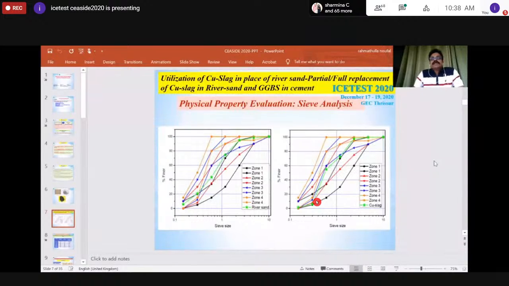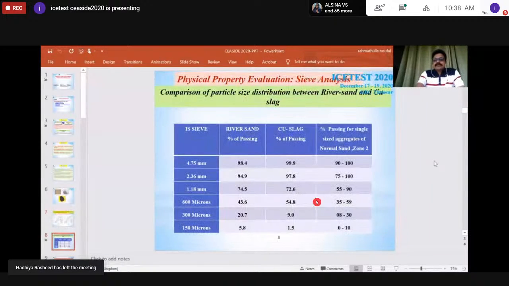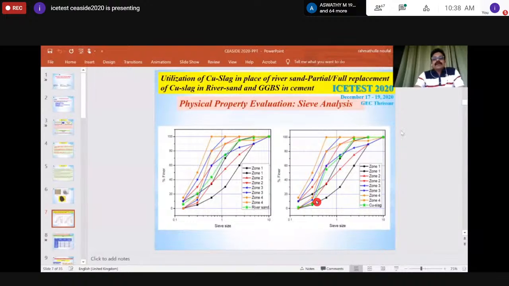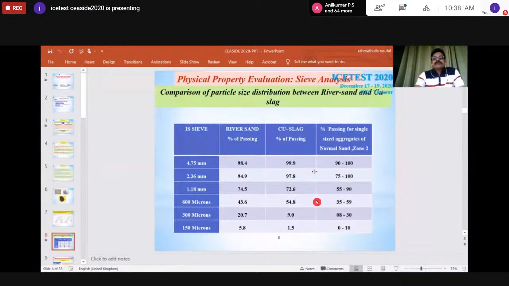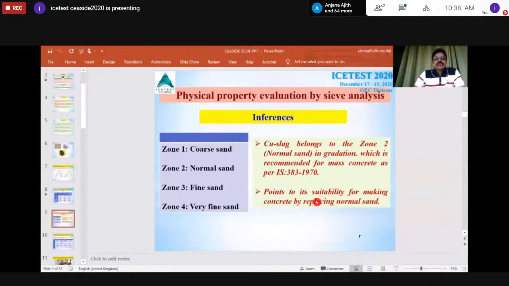So the first thing is the material properties. If you are using copper slag as fine aggregate, it has to satisfy some criteria based on the IS code. So these properties are compared with the IS code and also with fine aggregate. The first work done is the sieve analysis. As you know, what is the sieve analysis? The gradation. After sieve analysis, this is the graph for river sand and also for copper slag. And you can see the values. These values are exactly matching with the standards. So the gradation is okay. This is coming in zone 2, can be used for mass concrete.